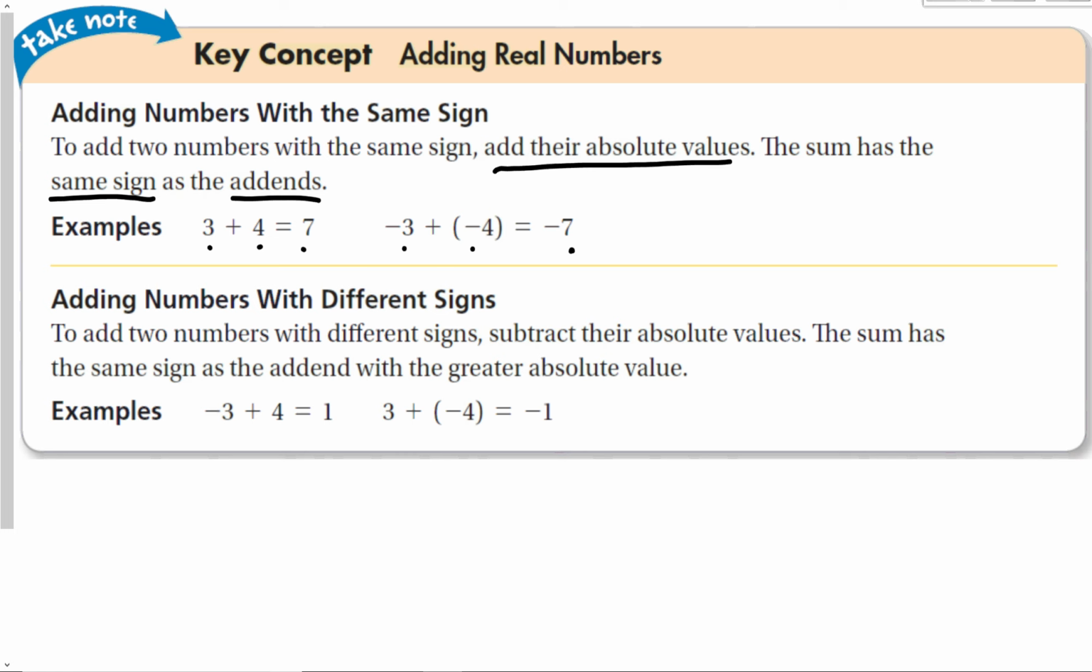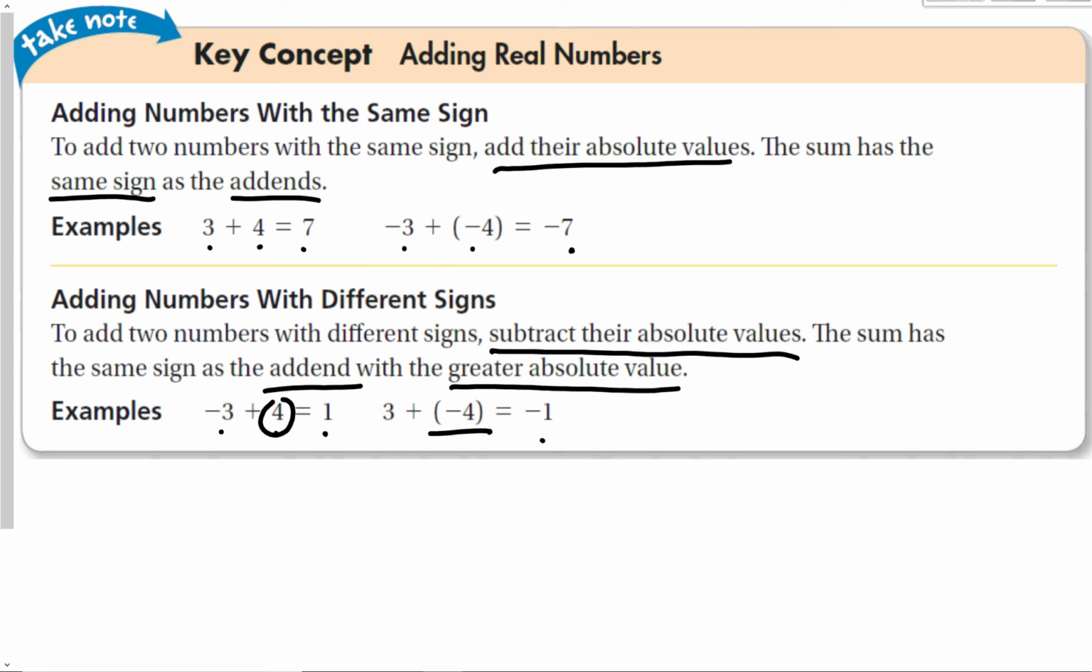When we add numbers with different signs, we're going to subtract their absolute values. And the sum has the same sign as the addend with the greater absolute value. That means we have to look and see which one has a larger absolute value. So in my first example, -3 plus 4, if I subtract those, I would get 1, and the 4 has a larger absolute value, so that is going to be positive. In the second example, the negative sign has the larger absolute value, which is why my sum is negative.